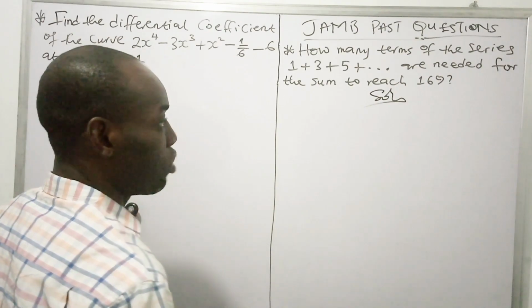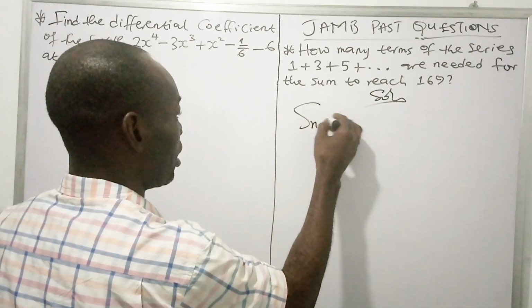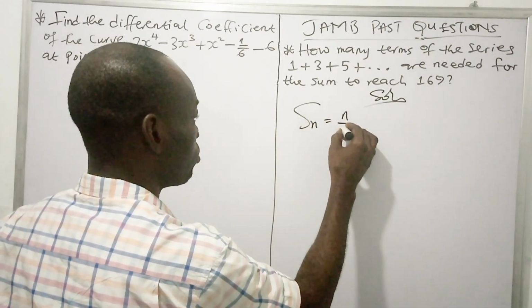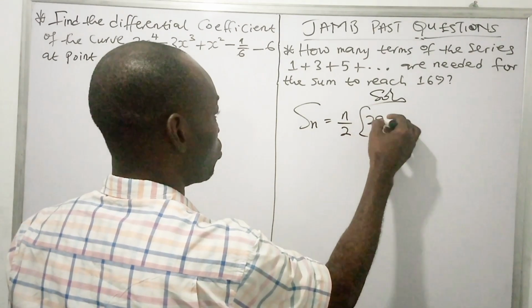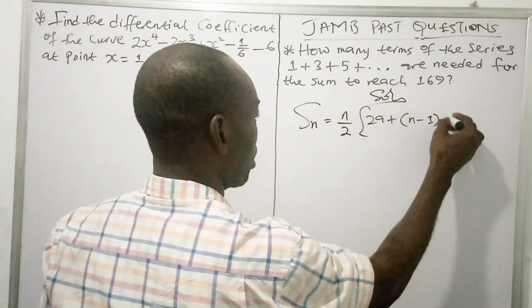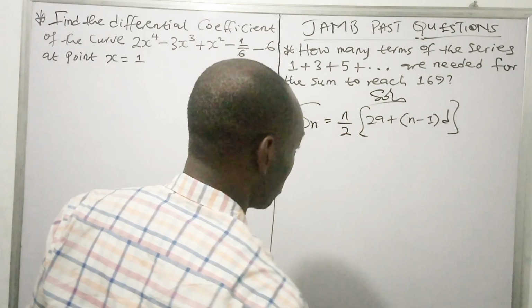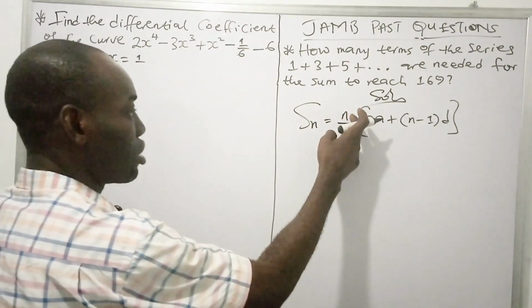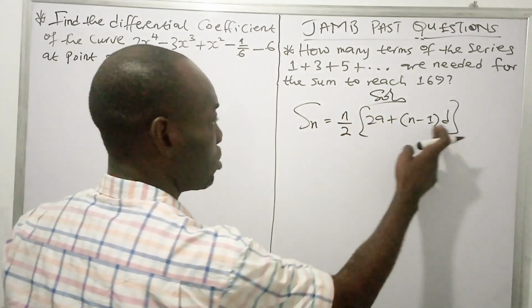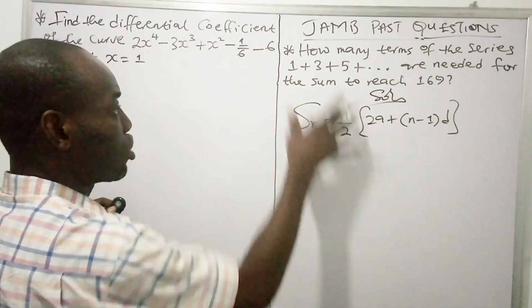All right. Now, what we'll do first of all is to state the formula for finding the sum of an AP. The formula states that Sn is equal to n over 2 in bracket 2a plus (n minus 1) in bracket times d, right? Where n is the number of terms, a is your first term, d is your common difference.